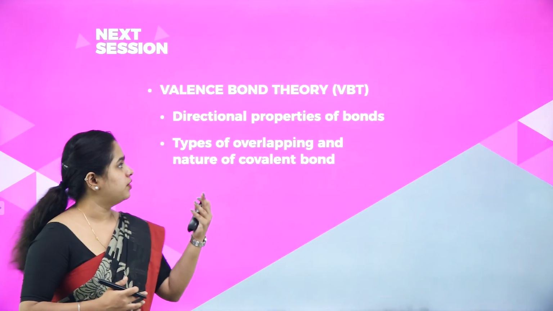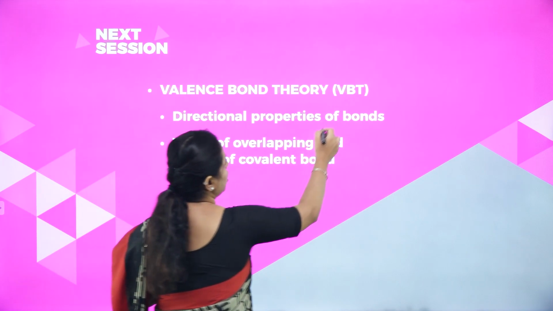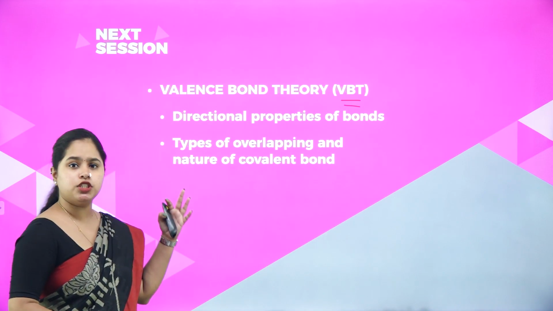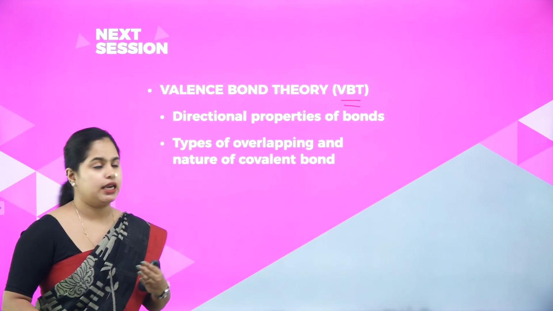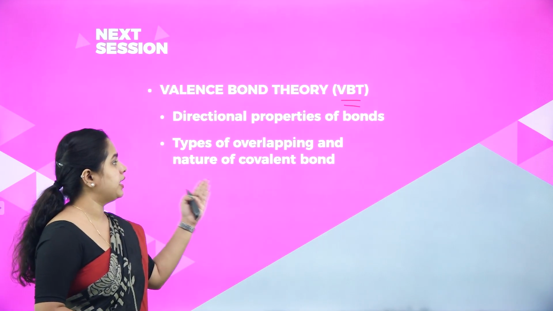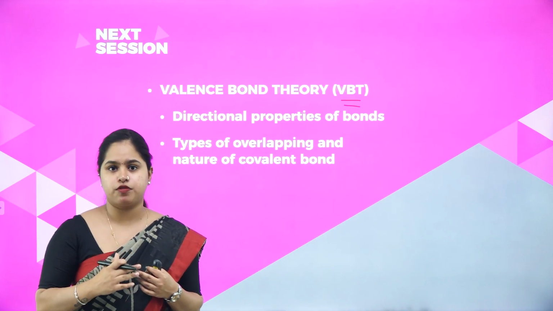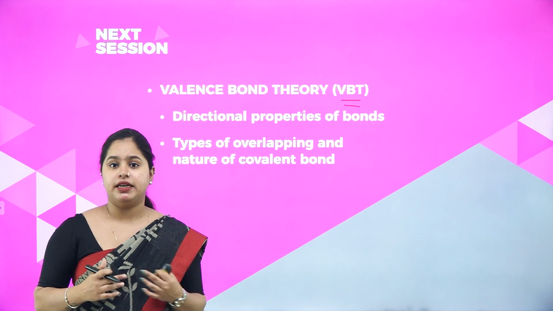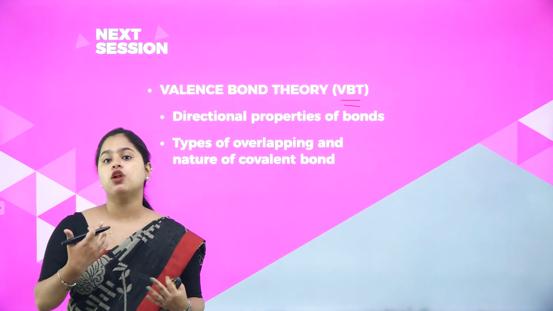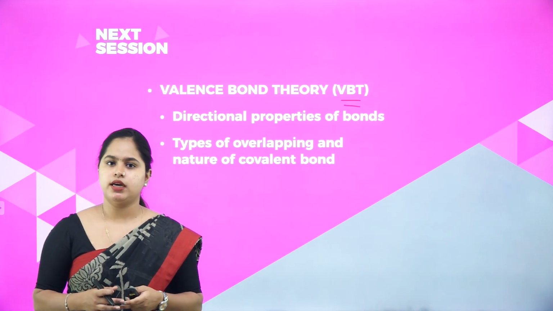So in the next session, we are going to discuss the next theory, that is valence bond theory, or in short form, you can call it VBT, right? Valence bond theory, under which we will be studying in detail the directional properties of the bonds, the types of overlapping and the nature of covalent bond, right? In VSEPR theory, we only studied the shape of the molecules, right? But in VBT, that is valence bond theory, we are now going to study in detail the nature of the bonds as well. So in the next session, we will be discussing valence bond theory in detail.